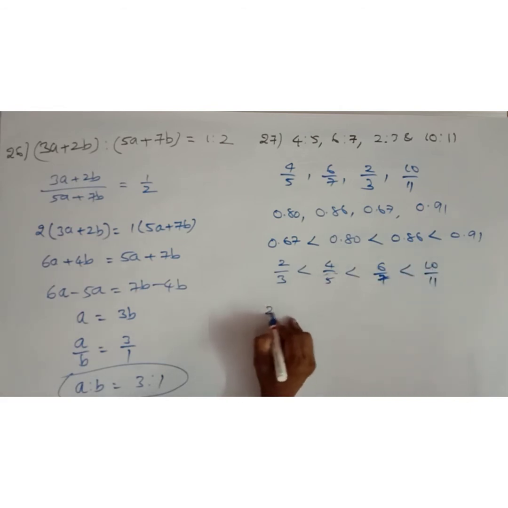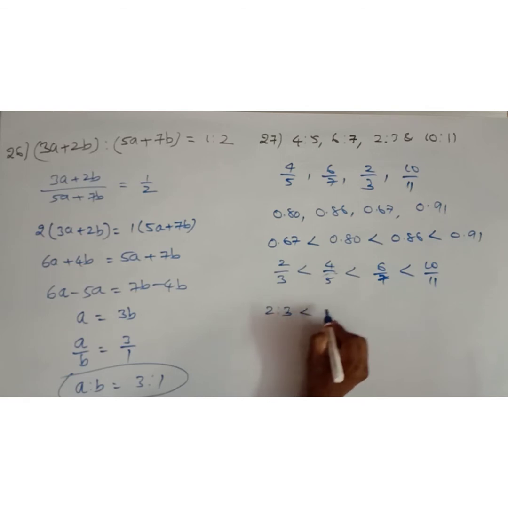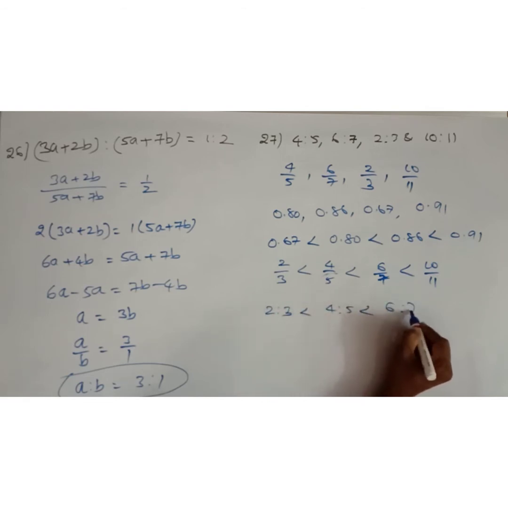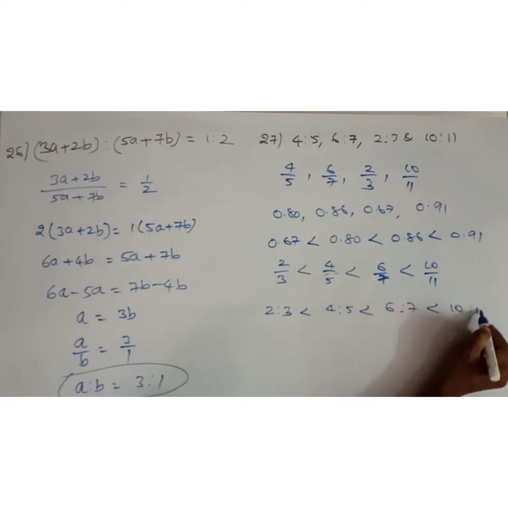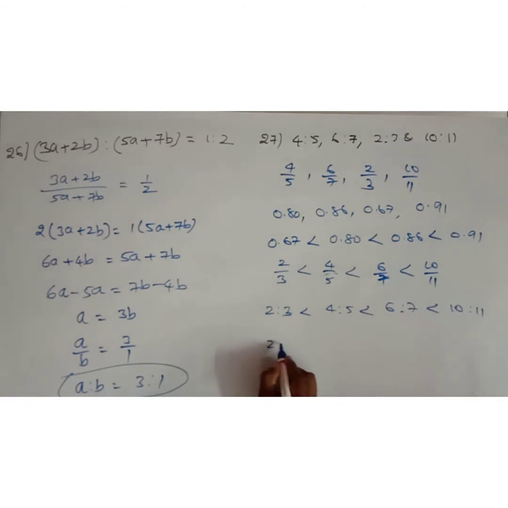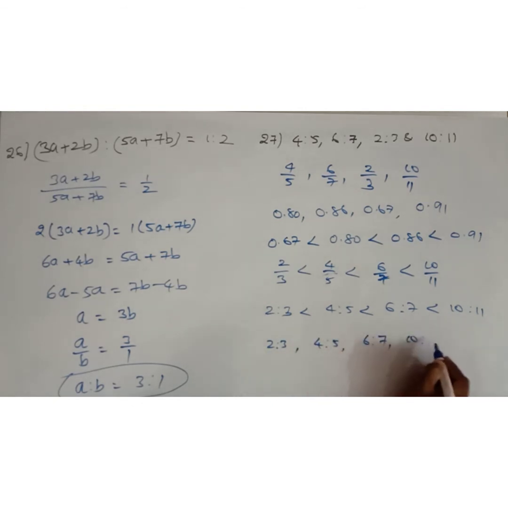Now change it to fractions. 2 is to 3 is less than 4 is to 5 is less than 6 is to 7 is less than 10 is to 11. Now I am writing in order. That is 2 is to 3, comma 4 is to 5, comma 6 is to 7, comma 10 is to 11. This is the ascending order of magnitude.